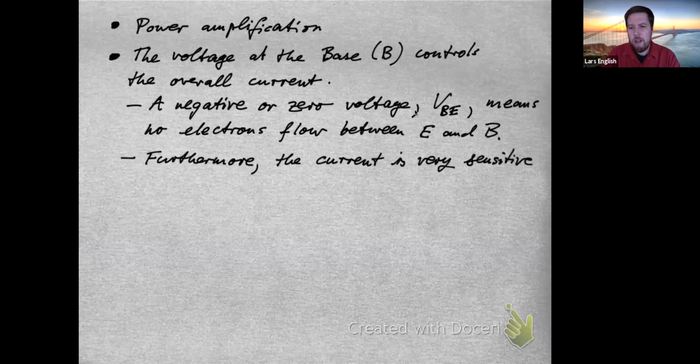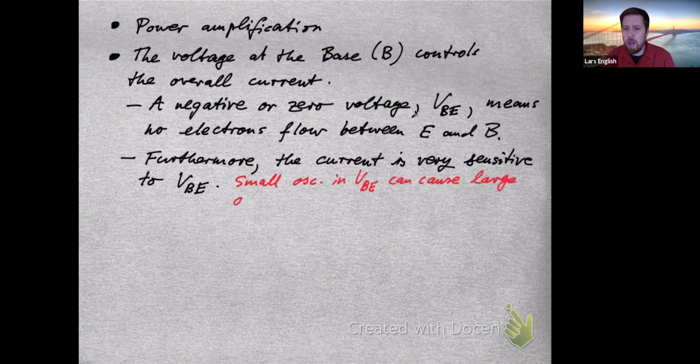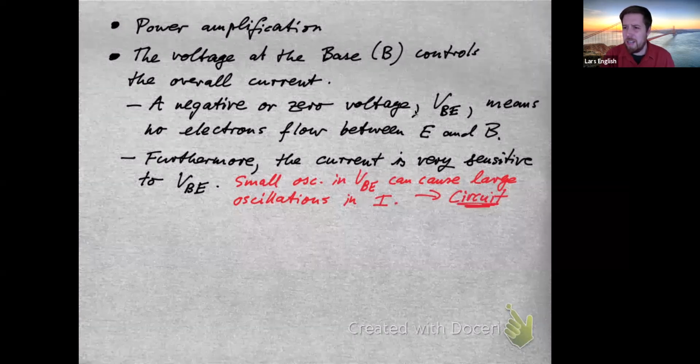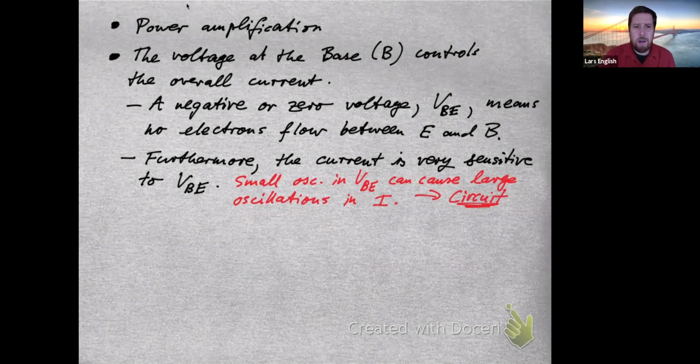And furthermore, the current that flows through that transistor is very sensitive to this particular control voltage, V sub BE. So we can say that a small oscillation in V sub BE can cause a large oscillation in the overall current. So we can go back quickly to our earlier circuit and discuss this idea a little bit more.